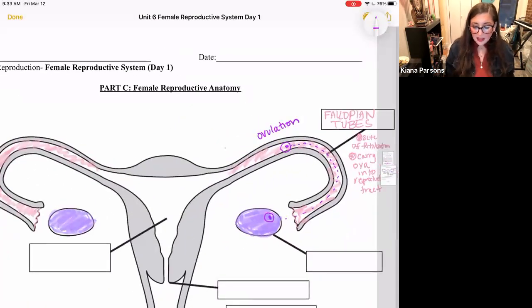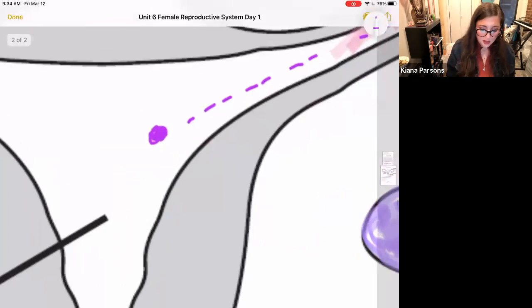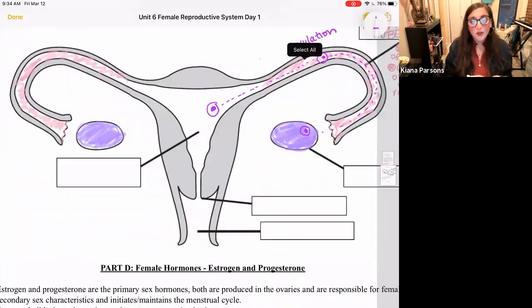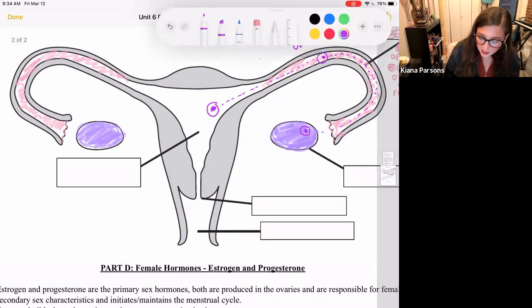And then if no sperm are present in the reproductive tract, the egg will continue on its journey to kind of hang out in the uterus, which is the next thing we're going to label, until menstruation. So here is the uterus. This is the place where the baby grows.